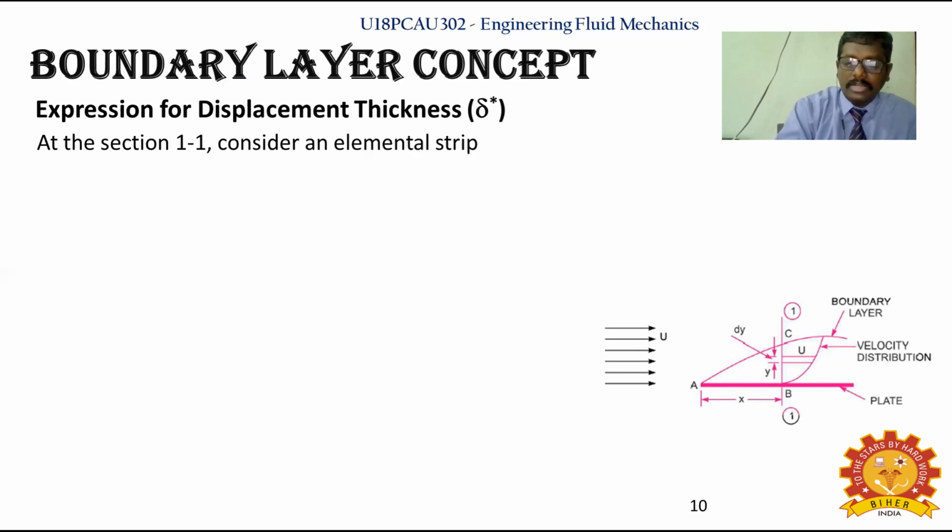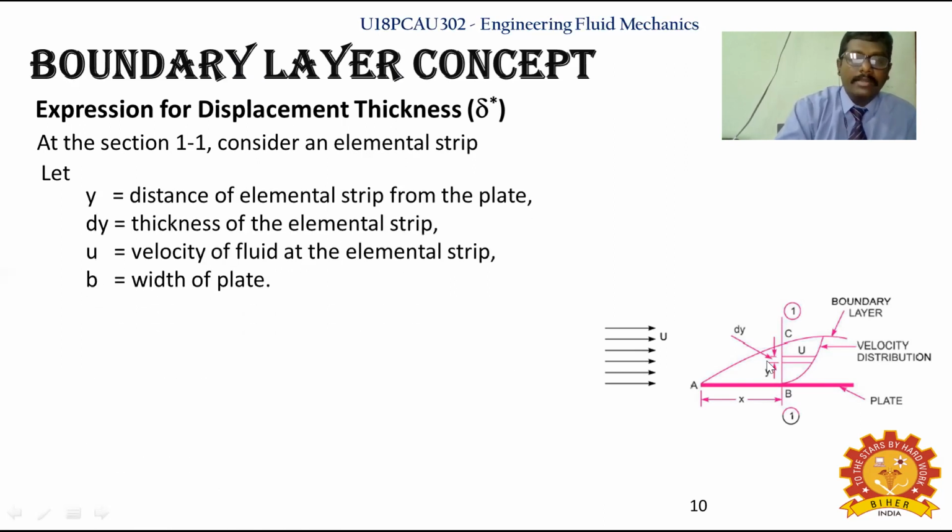At this section, we are going to consider an elemental strip. At a distance y from the plate, you will be considering an elemental strip of thickness dy. Let y be the distance of the elemental strip from the plate, at point AB, which is at distance x. dy is the thickness of the elemental strip, u is the velocity of the fluid at the elemental strip, and b is the width of the plate.